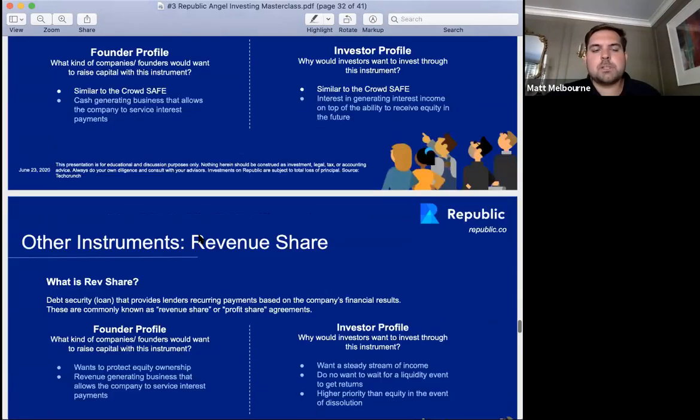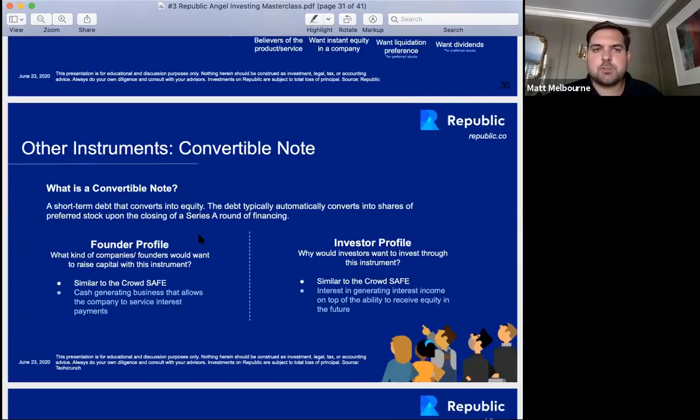The last convertible or equity focused instrument that I wanted to touch on is the convertible note. So what is a convertible note? It's very similar to a safe, and a safe is actually a form of a convertible note, just a simpler version. So a convertible note is short-term debt that converts into equity.